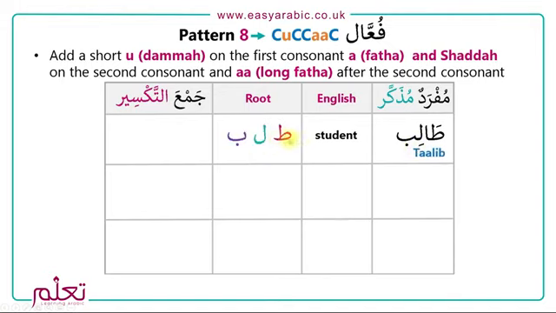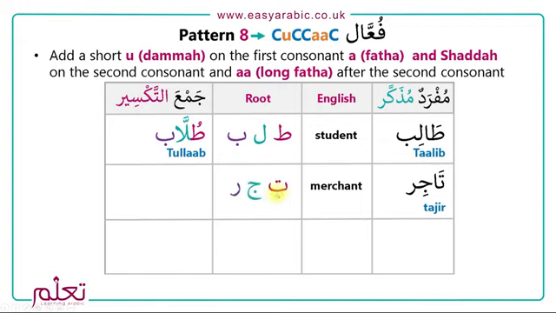So the root letters are ta, lam, and ba. So the first letter is ta, will have a dhamma in it, which is tu. The lam will have the shadda and the fatha, tulla, and then the alif at the end. So here tulla, and then alif, and then the ba. So it will be tullab, tullab, which is students.